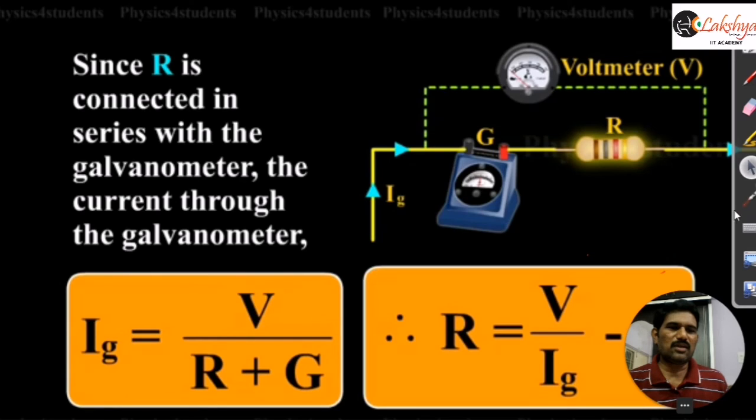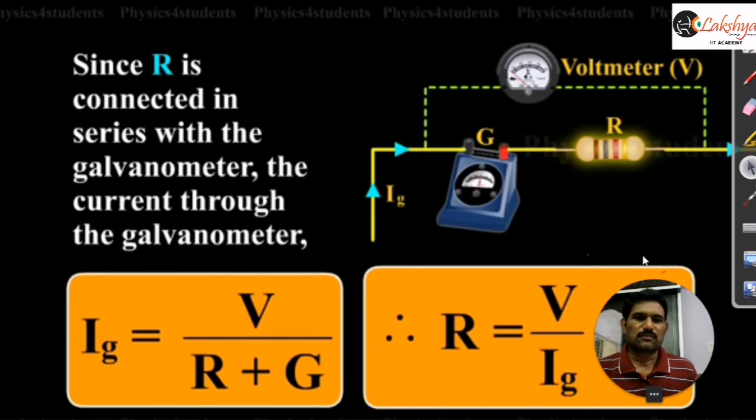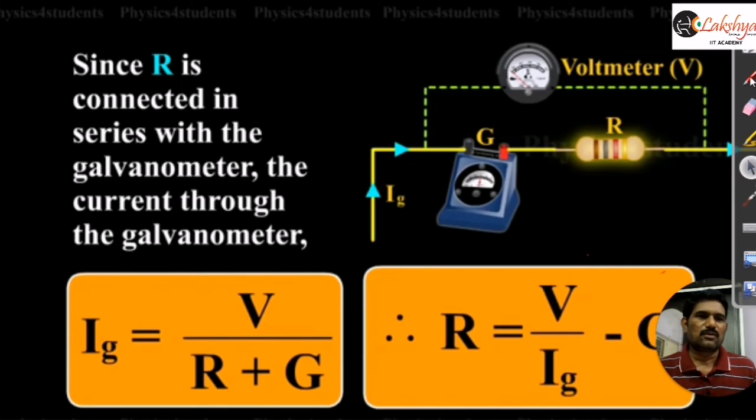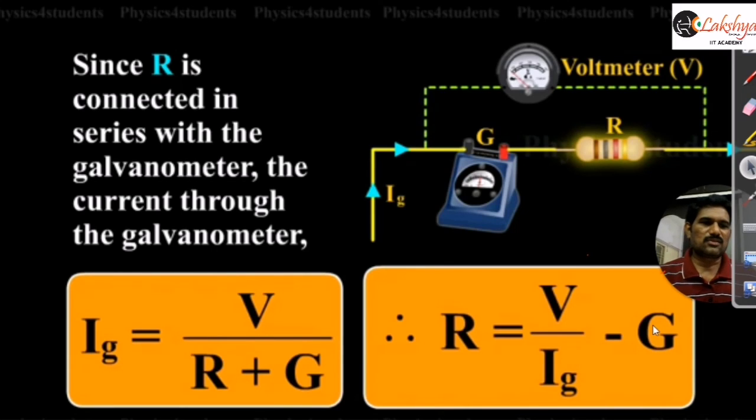V by Ig minus R. Ig minus G. So R is equal to V by Ig minus G. So now say this, V by I minus G. So this we are just writing, or you can also write like this.